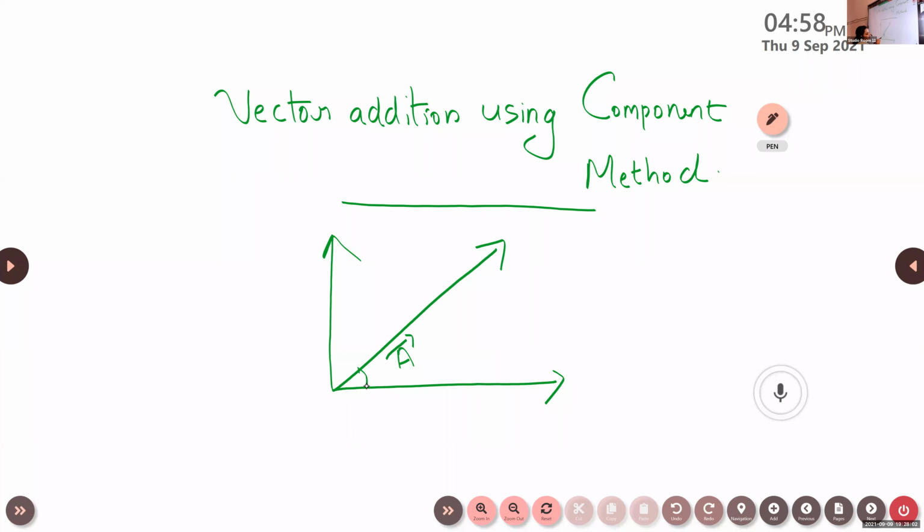So here we have a vector A with the magnitude A, which is inclined at an angle theta. Since it is inclined at an angle theta, we can resolve it into two components: one is a horizontal component and the other is a vertical component. So we resolve the vector A into a horizontal component and a vertical component.